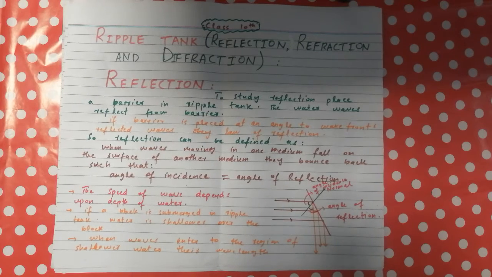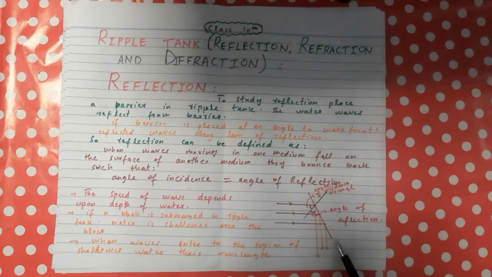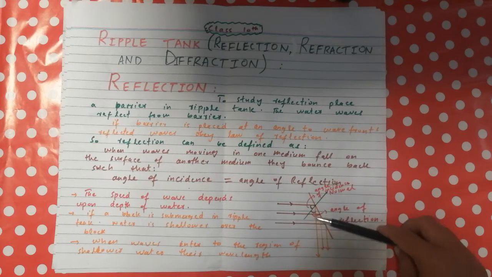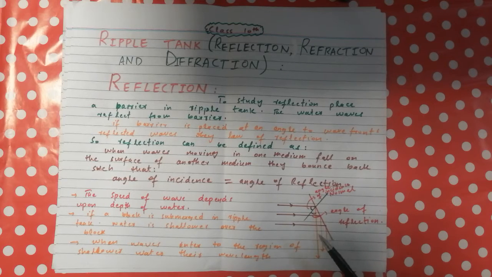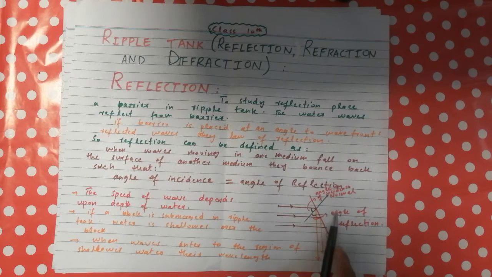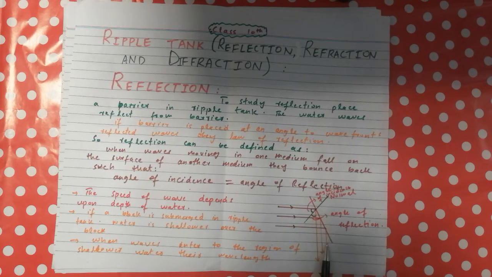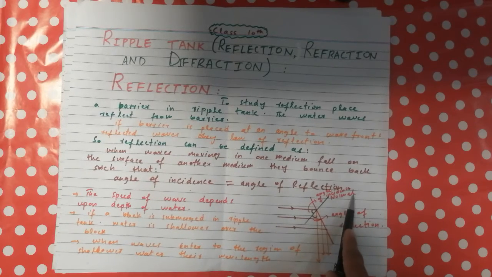In this diagram you can see three water waves coming in this direction, and this is the barrier shown by a red line. When these water waves strike the barrier, they reflect back in this direction, and the barrier is placed at some angle to the incoming wave fronts. When the barrier is placed at some angle to the incoming wave fronts, then the reflected waves obey the laws of reflection, that is, the angle of incidence is equal to the angle of reflection.